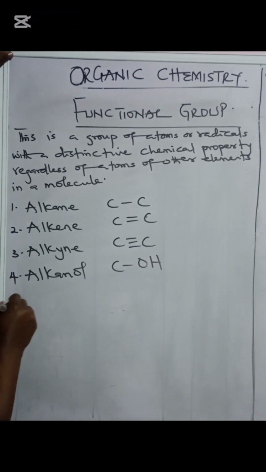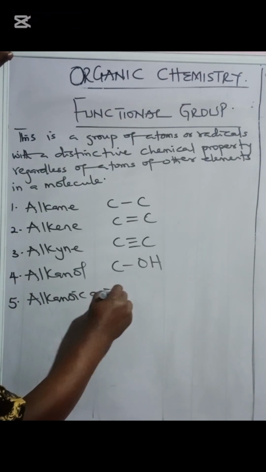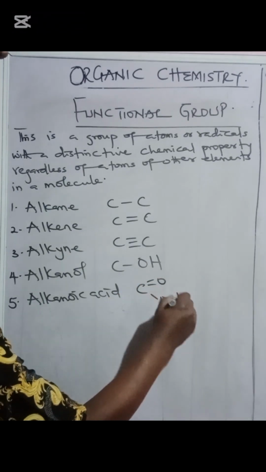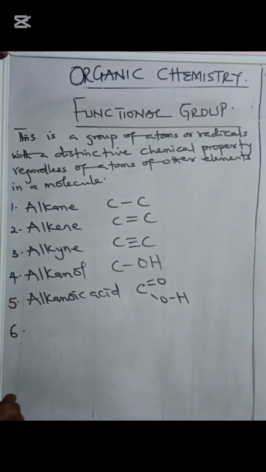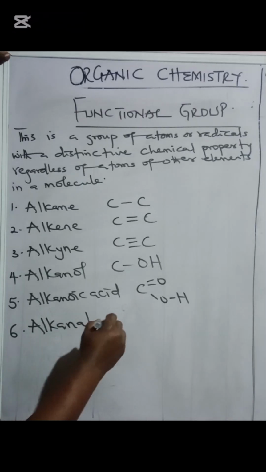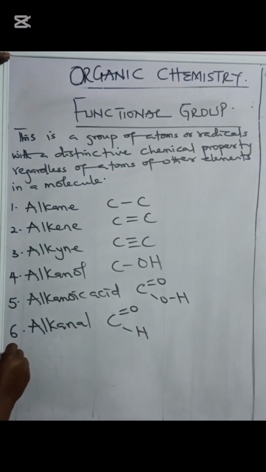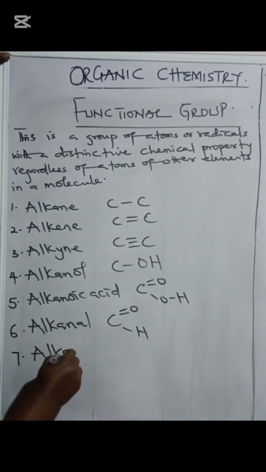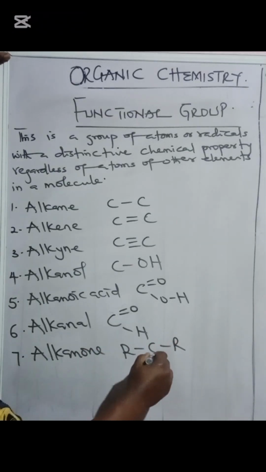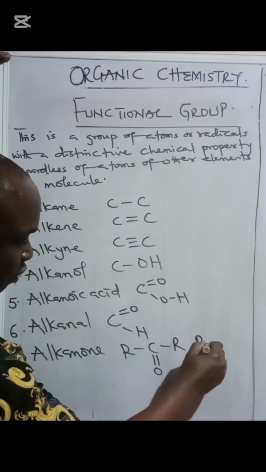We want to see the functional group in alkanoic acid, or carboxylic acid. This one is C double bond O, single bond OH. We want to see the functional group in alkanal, or aldehyde. Alkanal, C double bond O, single bond H. We want to see the functional group in alkanone. Alkanone, we have R-C, with a double bond here. So in WAEC, this is regarded as R2CO. Please take note of that.